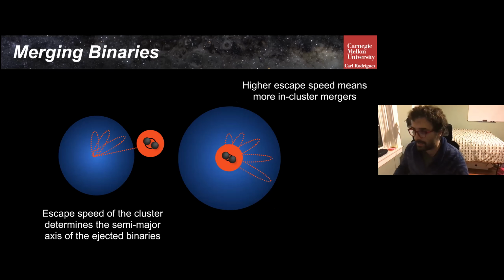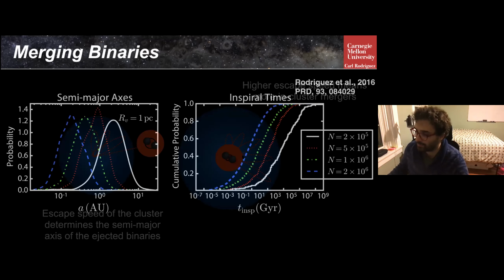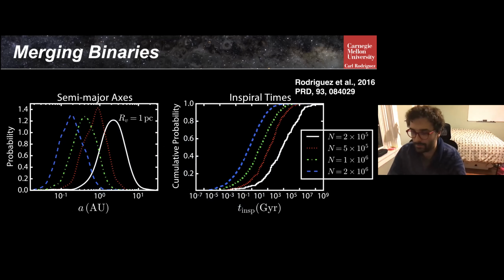And so a higher escape speed means you have more in-cluster mergers, but you can still make pretty good predictions for exactly how many you're going to get and how many will be ejected out into the field of galaxies. And so you can even write down, if you're particularly interested, a nice log normal distribution for what the typical separation of binaries are when they're ejected from the cluster as a function of the size of the cluster itself. This is from some paper that I did as part of my PhD. And as you dial up the number of stars in the star cluster, getting a deeper gravitational potential and a higher escape speed, you essentially push the typical separation of binaries to smaller and smaller values.